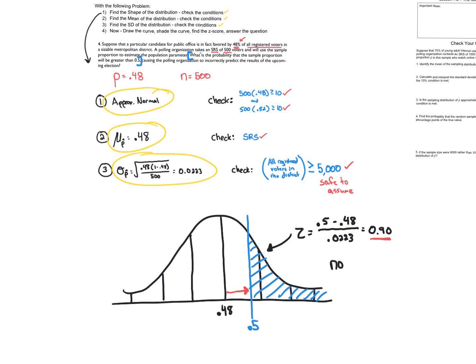Now, I could use that z-score and go look up from the pink sheet, or I'm going to go normal CDF in my calculator. I'm going to put 0.5. I'm going to put infinity as the upper bound. I'm going to put 0.48, and then I'm going to put 0.0223, right? That's my standard deviation. And it's going to give me a probability, or the area that I am shading. So let me enter all of that into my calculator real quickly.